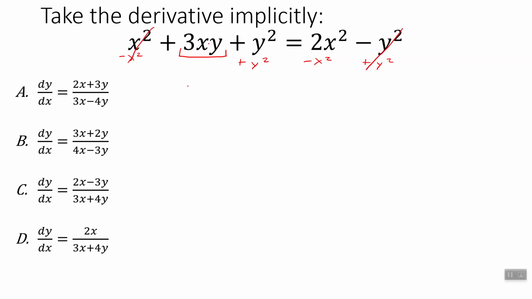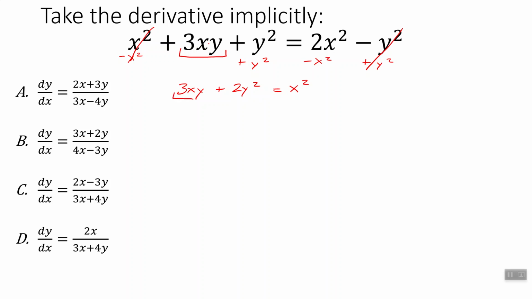So now those will cancel out. Those will cancel out. So we get 3xy plus 2y squared equals 2 of them minus 1 of them, so we get 1x squared. Notice I have not taken any derivatives yet. I'm just moving terms around to try and make it smaller. All right, so now I'm going to take derivatives.